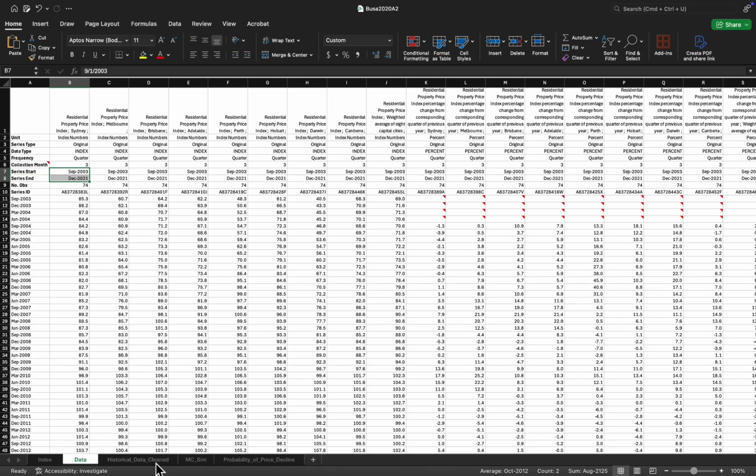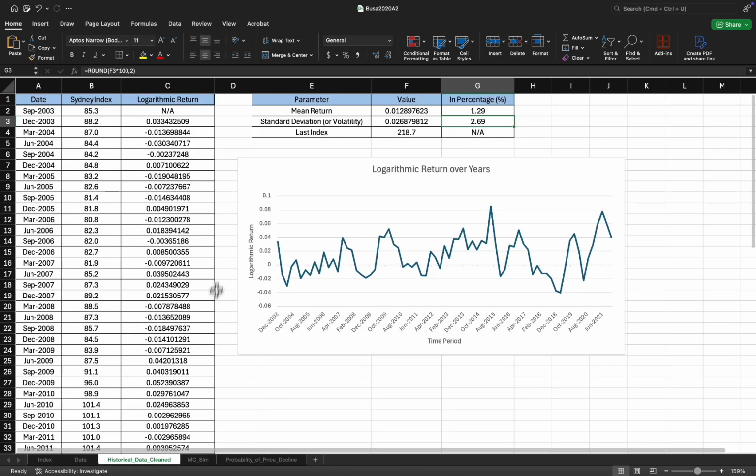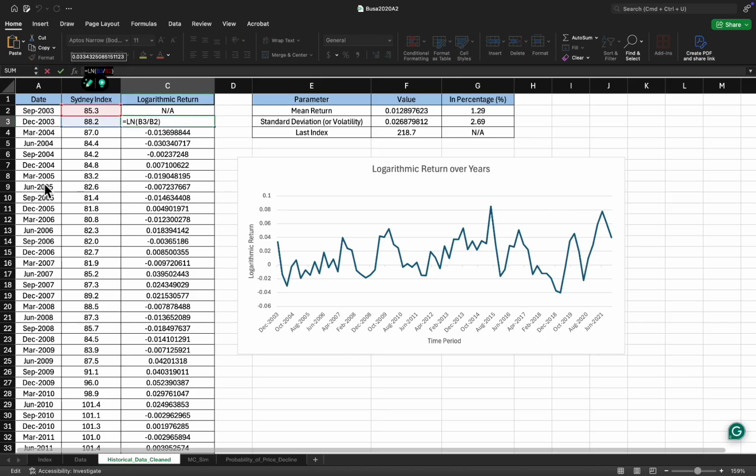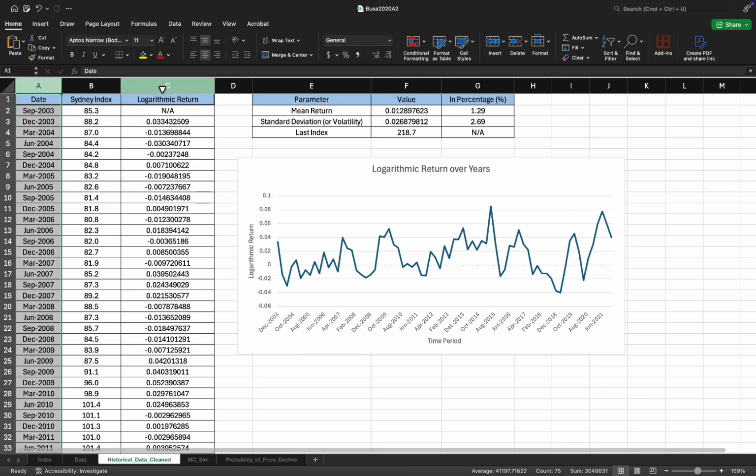In the filtered and cleaned dataset for Sydney, we can calculate the logarithm return for each fourth quarter price. Let's create a new column called percentage change and use this logarithm formula. I'm using the logarithm return function because it gives a more accurate result than the simple percentage return. I will just autofill with a double click. We can make a chart using the dates and log return columns.